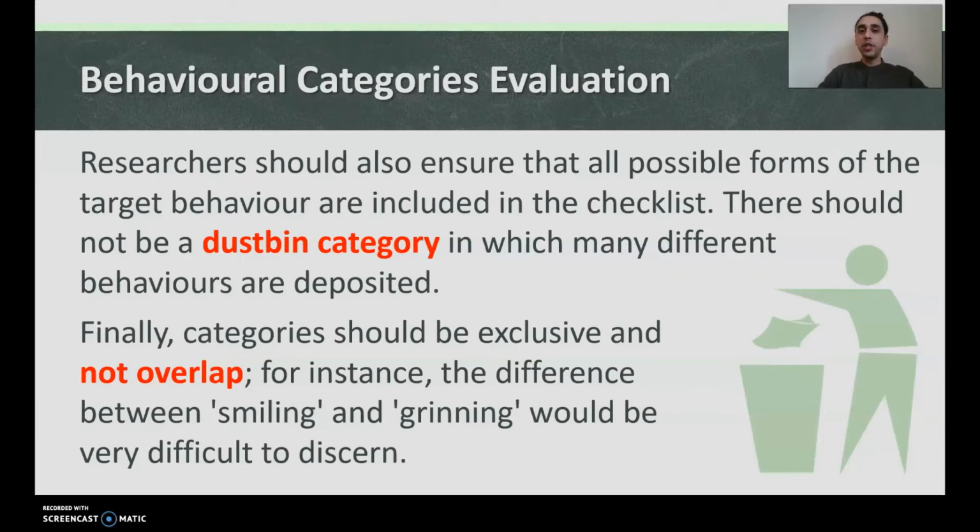Finally, categories should be exclusive and not overlap. For instance, the difference between smiling and grinning would be very difficult to discern or to distinguish, okay? So it needs to be really clear. Your categories can't overlap.